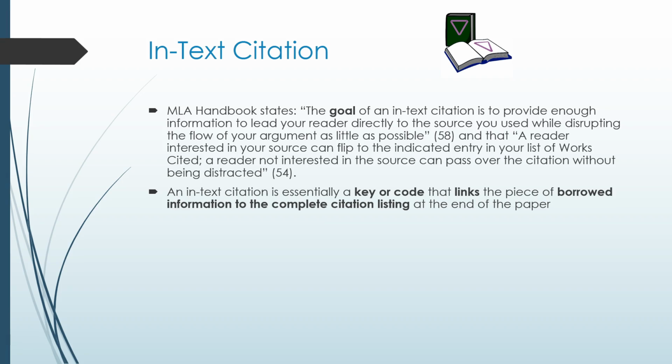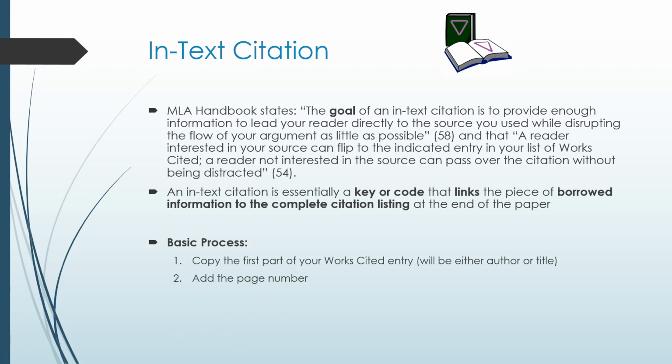So, how should you do an in-text citation? There is a simple basic process. First, you should copy the first part of the Works Cited entry. This is usually the author's last name, but if there is no author, then the title is the first part. Then, if the source has page numbers, you put the page number after one space, since the Works Cited entry will have the page numbers for the whole thing, but not for that particular quote or idea.